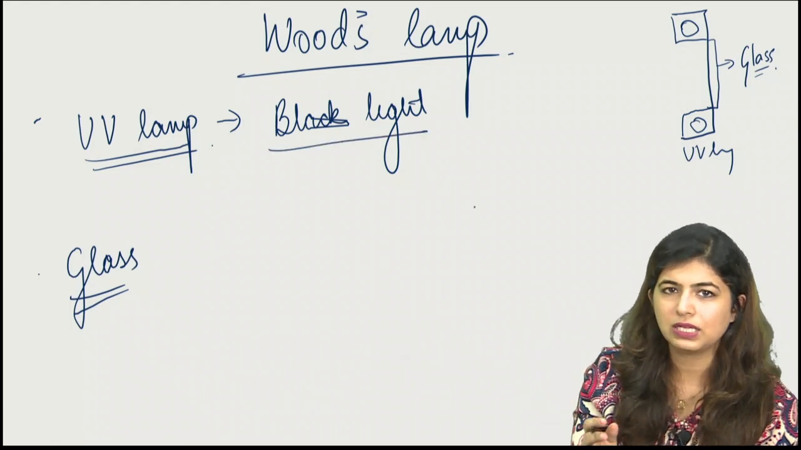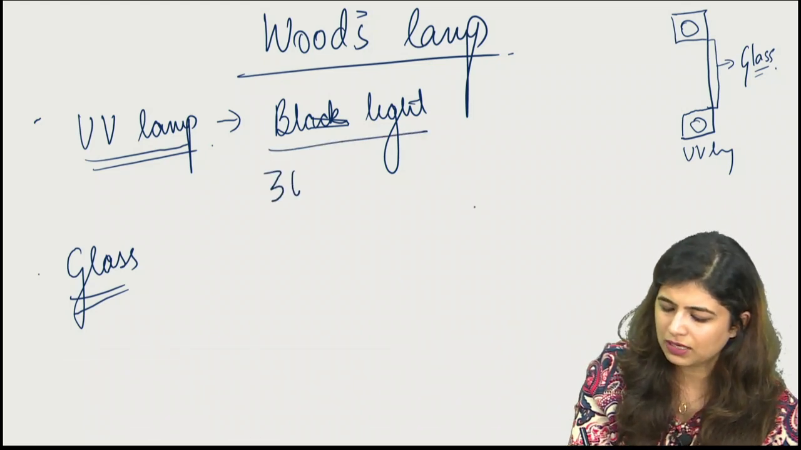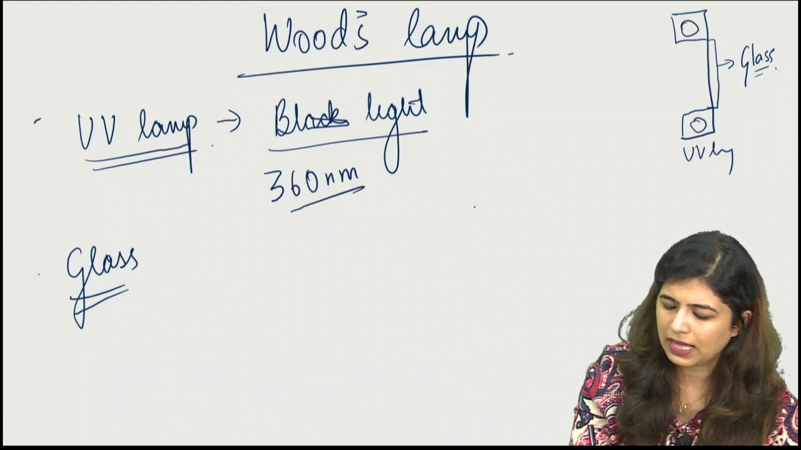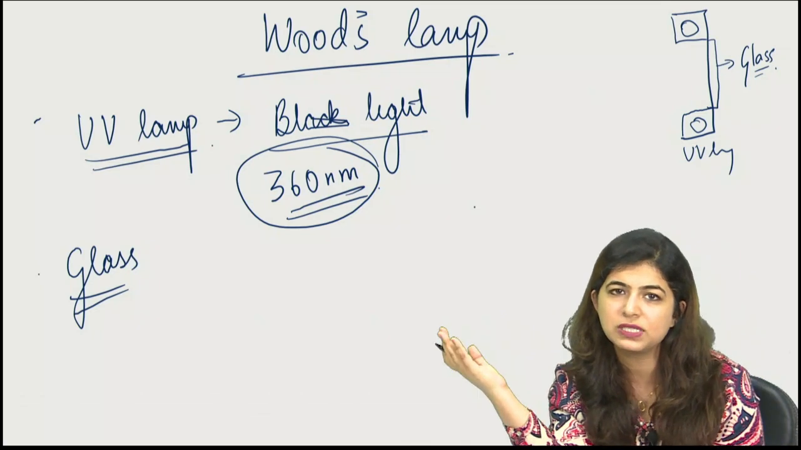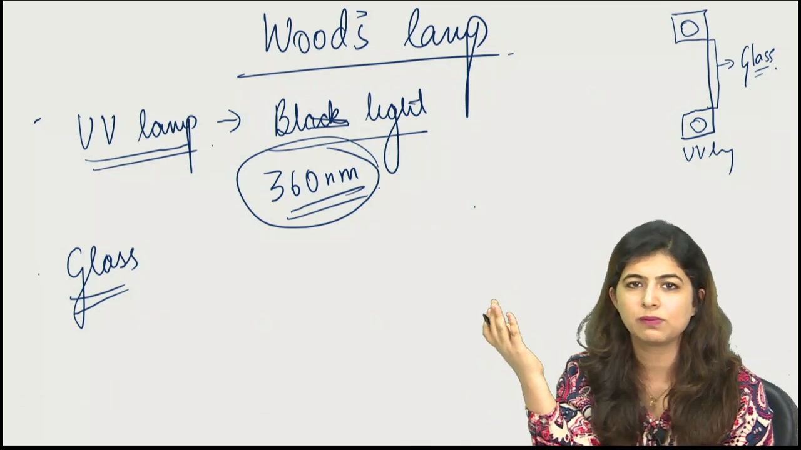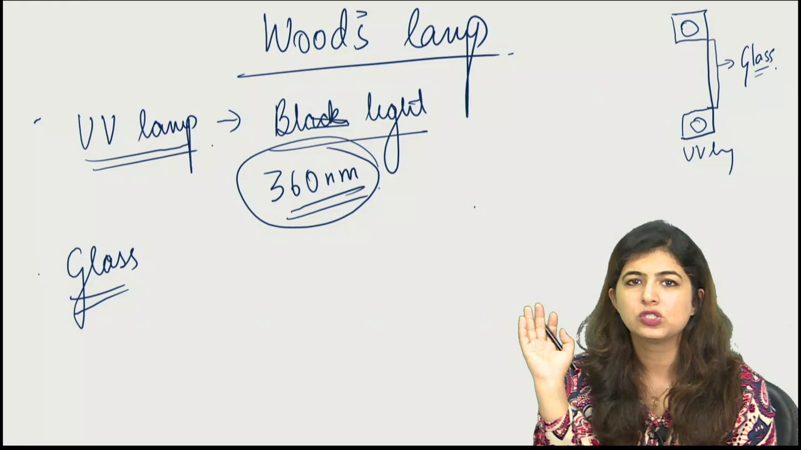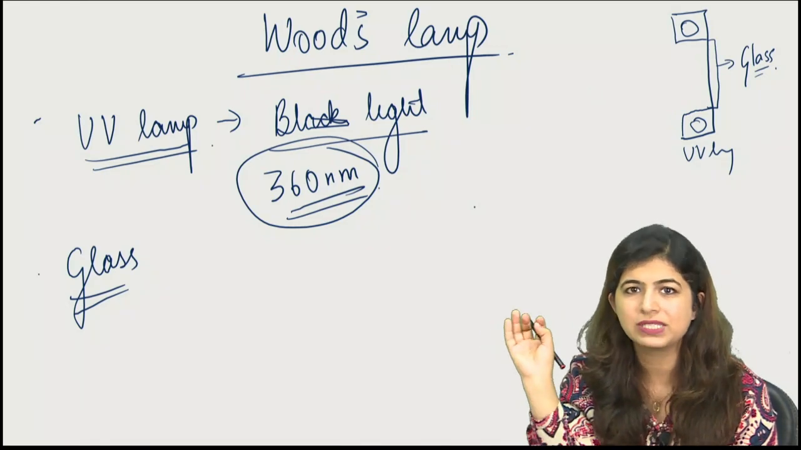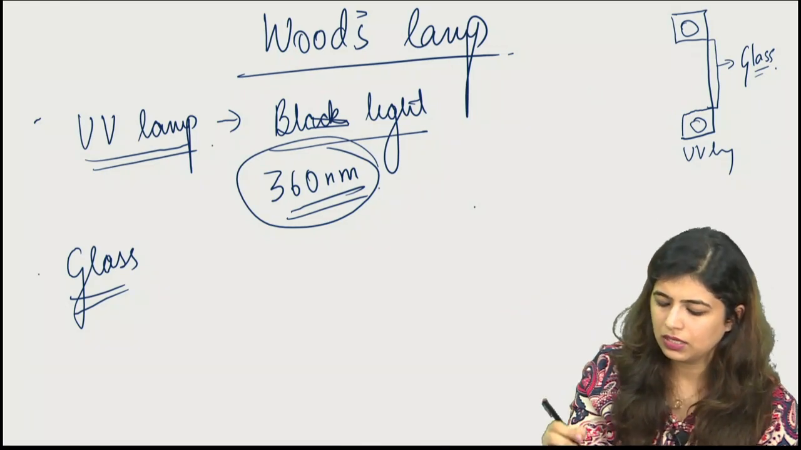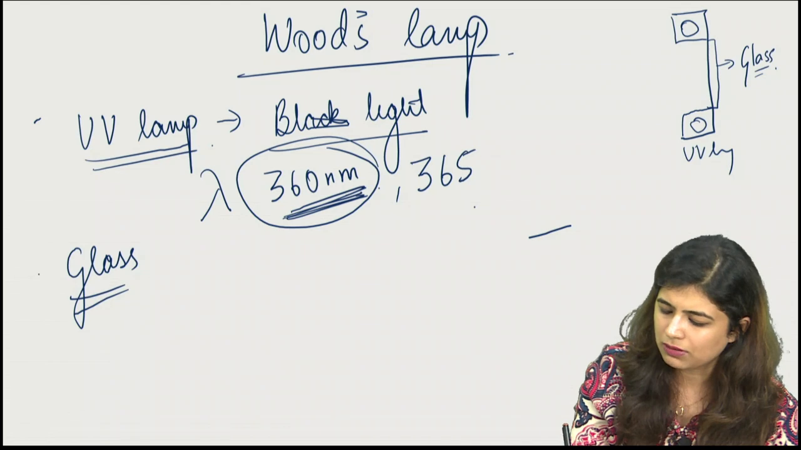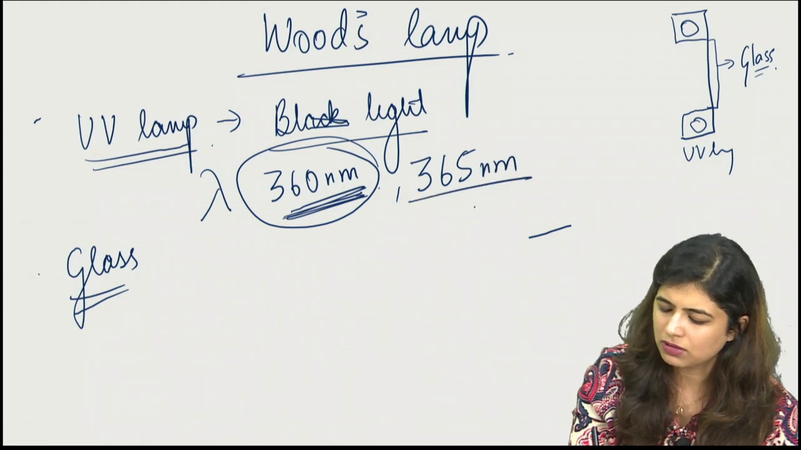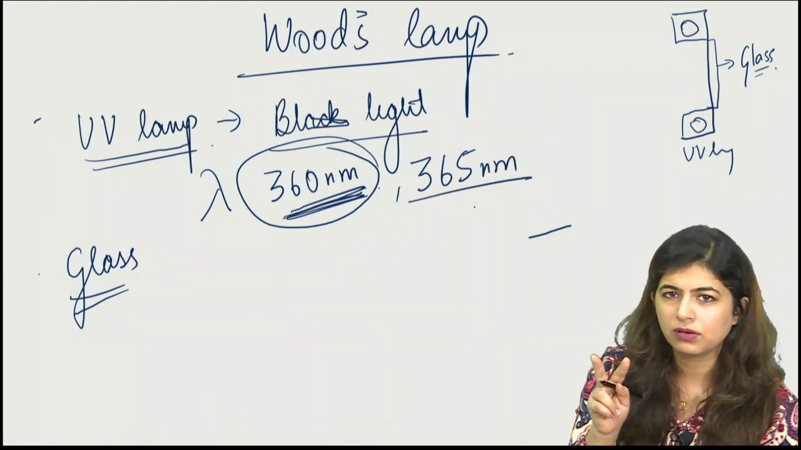Why? Because the light wavelength that it makes is 360 nanometer. This is UVA light, which is not falling in your visible spectrum. Visible is 400 to 700. So this light is not visible to you. It's black light. The critical wavelength is 360 nanometer. Sometimes in other questions, it may also be 365 nanometer. So you need to remember both these values.